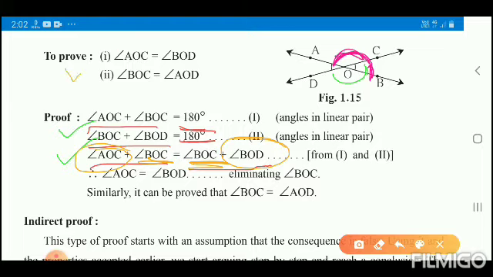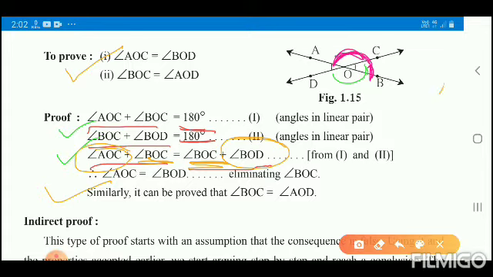Okay, so we have proved the first point from your proof: angle AOC is equal to angle BOD. Similarly, if you take the other angles in linear pair, you can prove angle BOC is equal to angle AOD. Do you understand this theorem? Write this theorem in your notebook. Whatever figures you draw here, you should draw by using a scale and pencil.